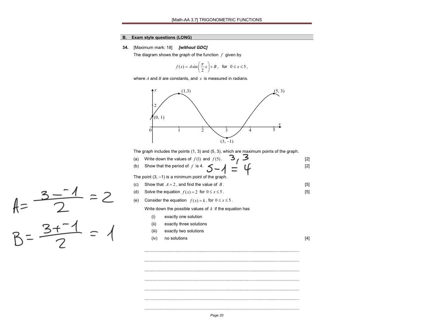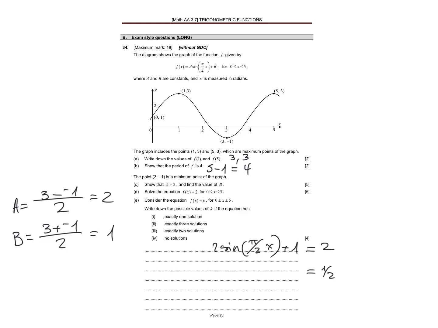D, solve the equation f at x equals 2. All right. So we've got 2 sine pi over 2 x plus 1, and I was just checking to make sure, because this is a sine function, it's starting by going up. So that's all right. It's a positive 2. So we want this to be equal to 2. So that's 1. When you subtract 1, it's 1 over 2.